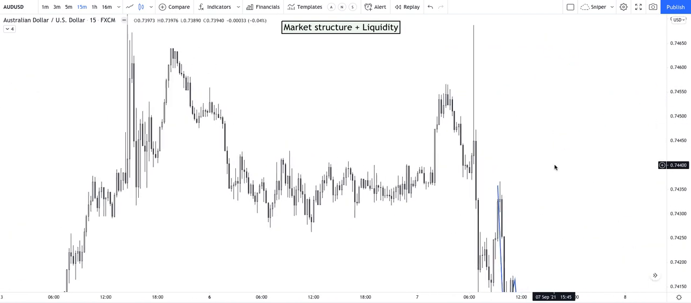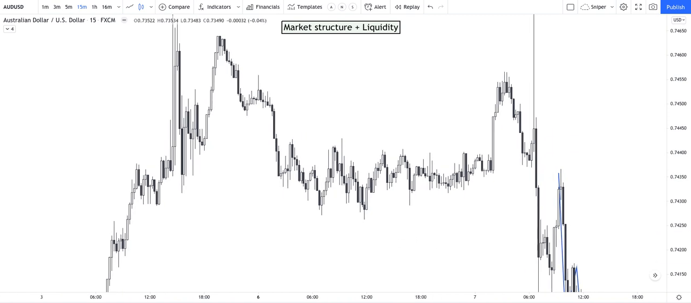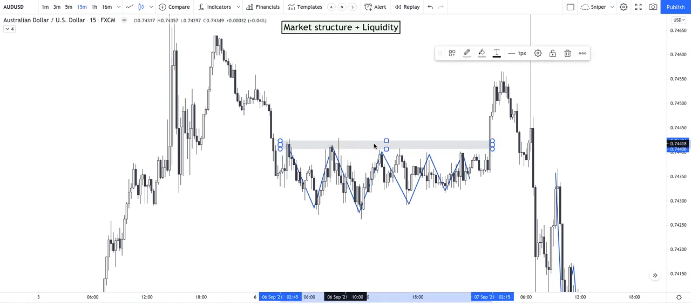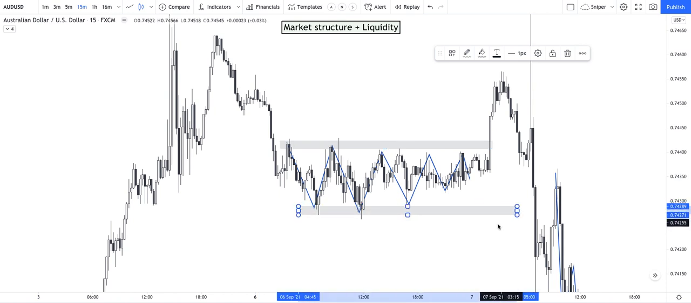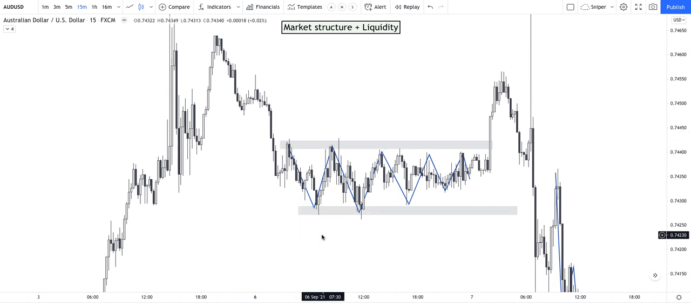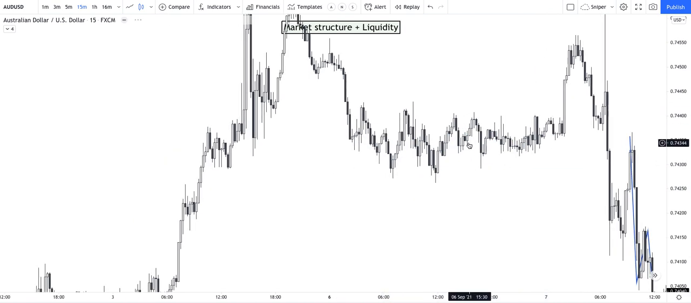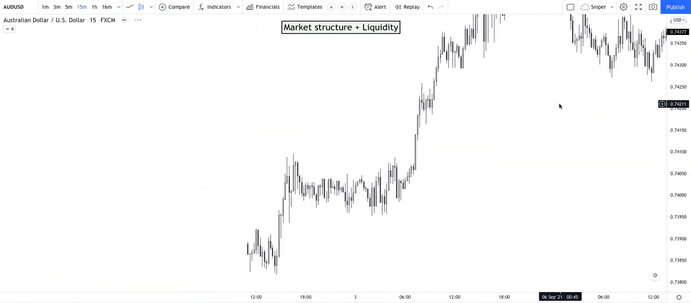Over here we can see a very good example of just ranging. You can see that price is just moving sideways. It's not creating new higher highs or lower lows or higher lows. You can see that in this section price is just moving sideways. It's not breaking above this region, but it's not breaking below this region. So this is typically the characteristics of a ranging market. That is something that you should by now understand and see.